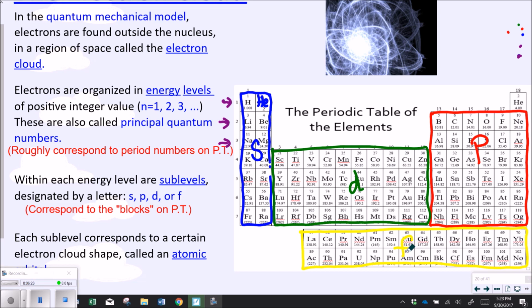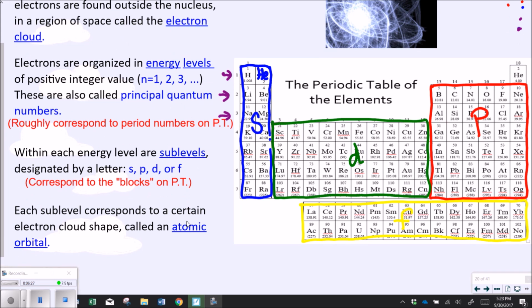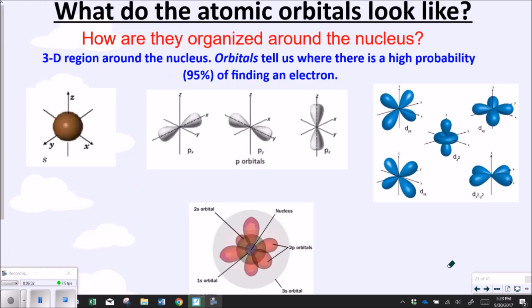Each sublevel also corresponds to a certain electron cloud shape, which is called an atomic orbital. What do the atomic orbitals look like? They are a 3D region around the nucleus, and they tell us where there is a high probability of finding an electron. So the S orbital over here is a spherical shape, the P orbitals are a dumbbell shape, and the D orbitals look like four-leaf clovers, except one is a little bit different here.